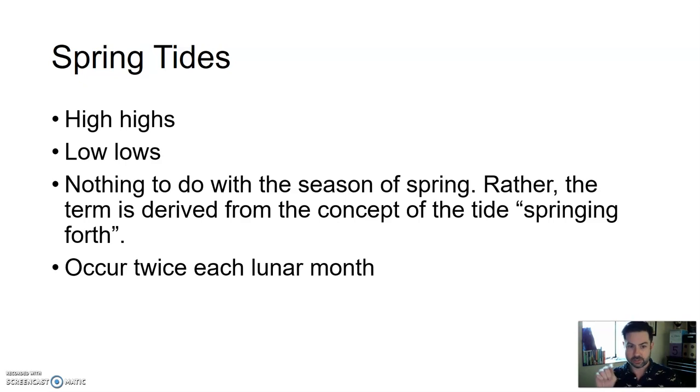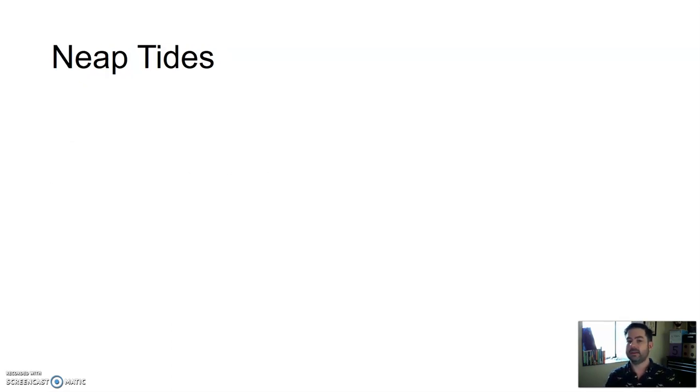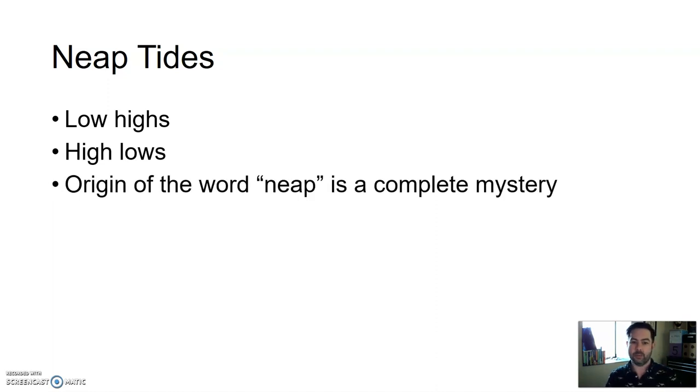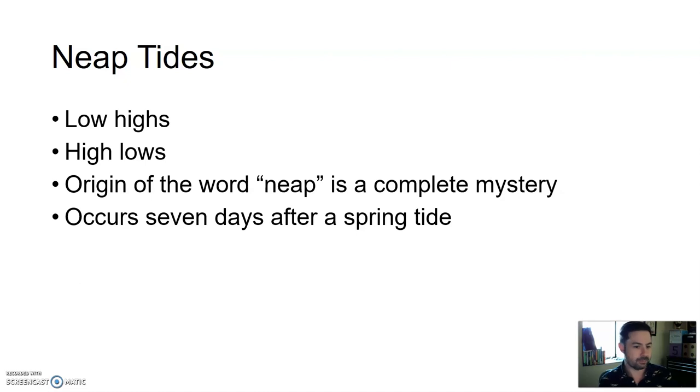So each lunar cycle, which is 28 days, you'll have 2 spring tides, but you'll also have 2 neap tides. So this occurs when there's a full moon or a new moon. More on that as well. Neap tides are when you have low highs but high lows. So their high tides are kind of on the lower end of the spectrum, but the low tides are kind of as high as they will be. The origin of the word neap is kind of completely mysterious, so don't ask me about that one.